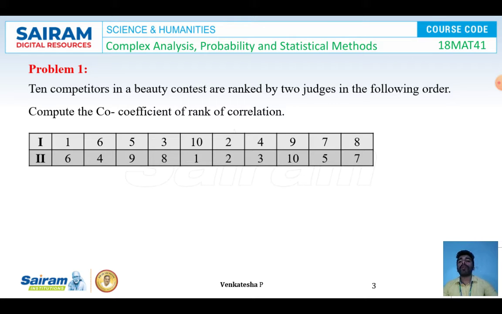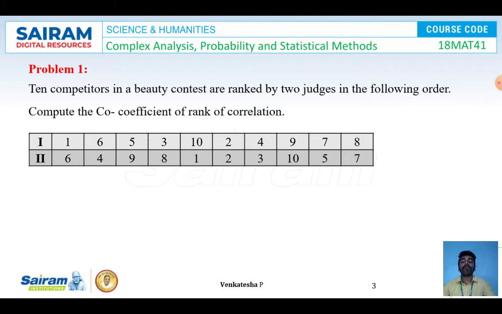Problems. Problem number 1. 10 competitors in a beauty contest are ranked by 2 judges in the following order. Compute the coefficient of rank correlation. The rank given by judge 1 is 1, 6, 5, 3, 10, 2, 4, 9, 7, 8. The rank given by judge 2 is 6, 4, 9, 8, 1, 2, 3, 10, 5, 7.